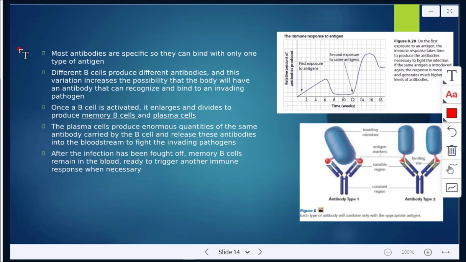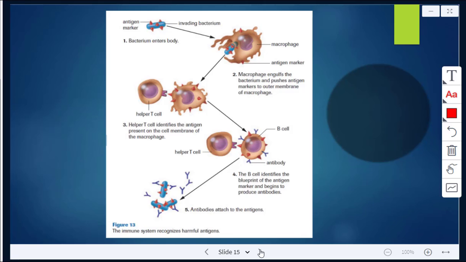And then after the infection has been fought off, it's the memory B cells that remain in the blood, and they're ready to trigger another immune response if that pathogen were ever to come into the body again. Here in this diagram, we can see that each type of antibody will combine with only the appropriate antigen, right? So they have binding sites. This one here is different to the binding site of this one. This one is showing a circular shape, but this one is showing a triangular shape. So different types of antibodies.